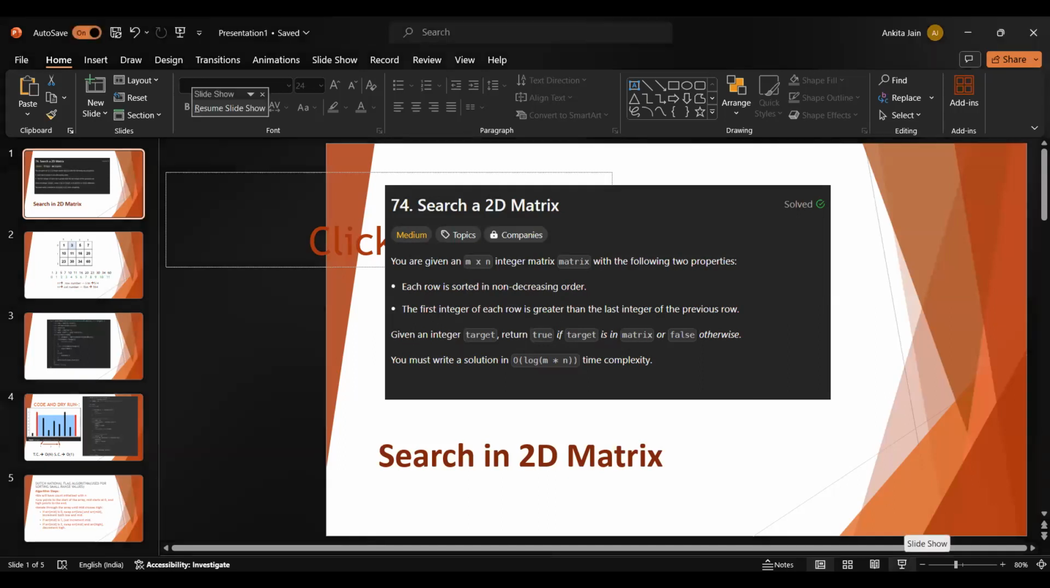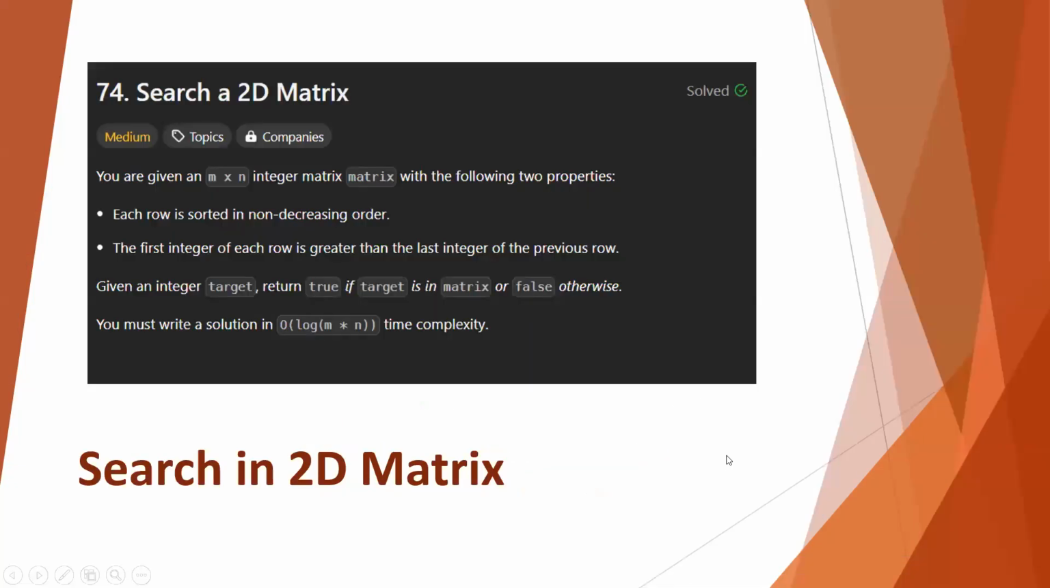We are back again with another question from our DSA challenge series. So let's get started. Today our question is search in a 2D matrix, in which we are given a 2D matrix which is sorted in non-decreasing order. We are also given a target element and we need to find whether the target element is there in the matrix or not. Also, it is written that you must write your solution in O of log(m × n) time complexity.